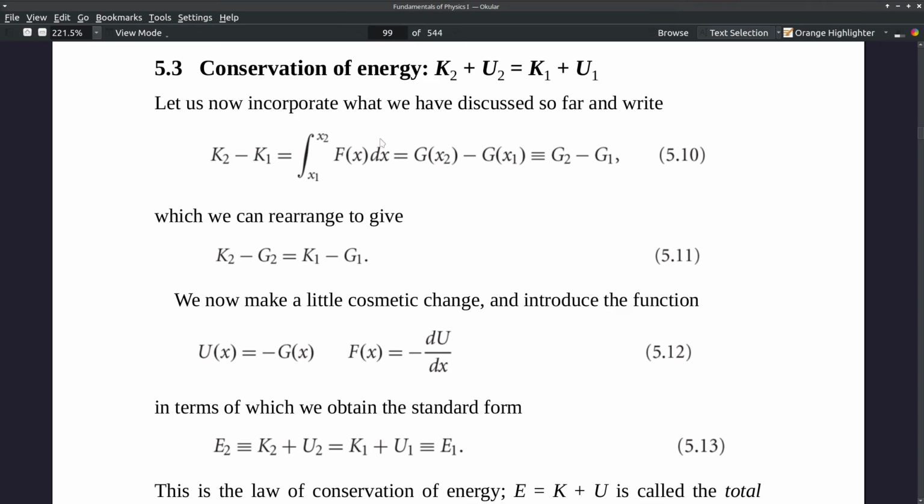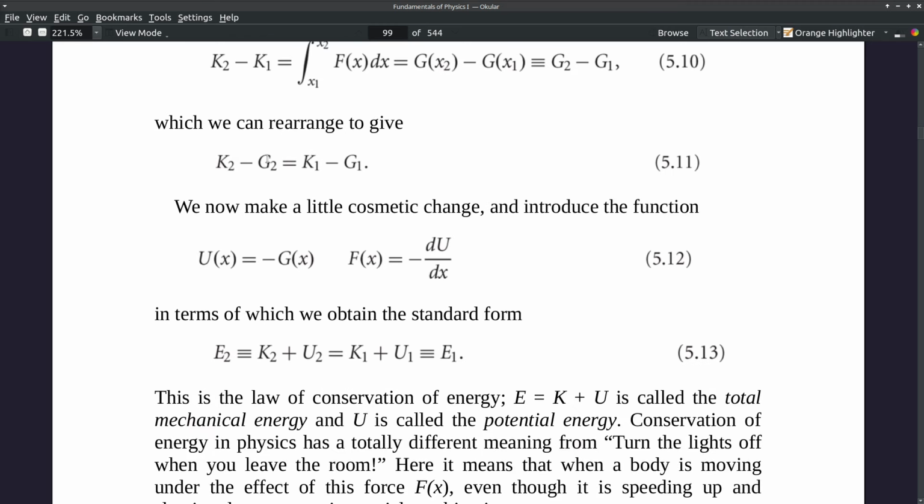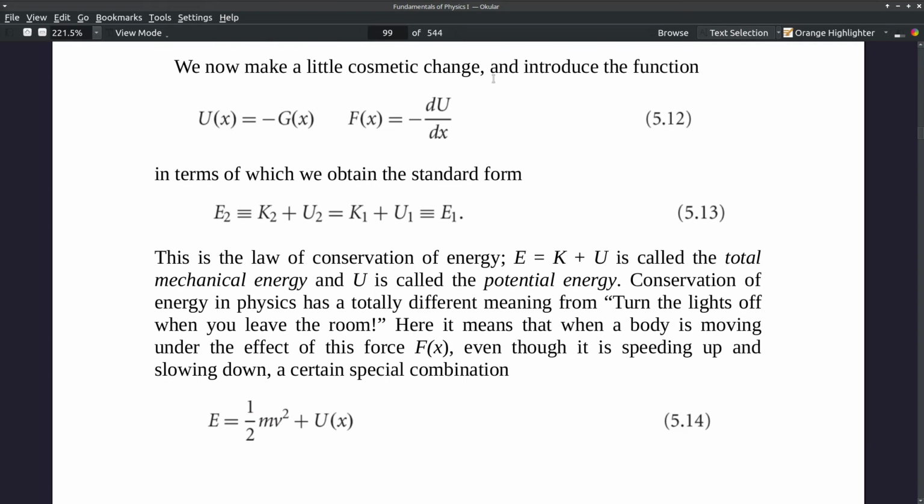Let us now incorporate what we've discussed so far and write K2 minus K1 equals the integral from x1 to x2 of f(x) dx, which equals g(x2) minus g(x1), equivalent to g2 minus g1, equation 5.10. We can rearrange this to give K2 minus g2 equals K1 minus g1. We now make a little cosmetic change and introduce the function U(x) equals negative g(x), and f(x) equals negative dU/dx.